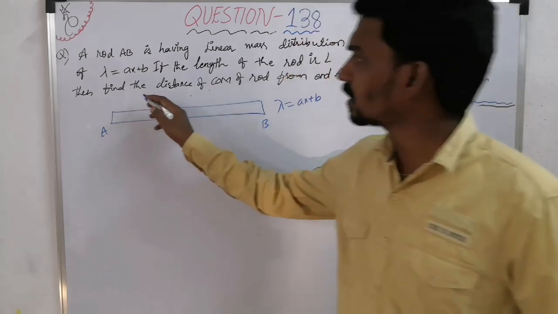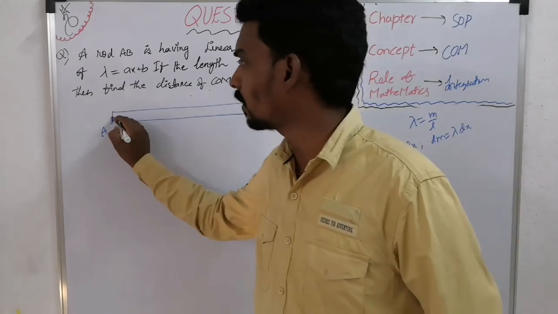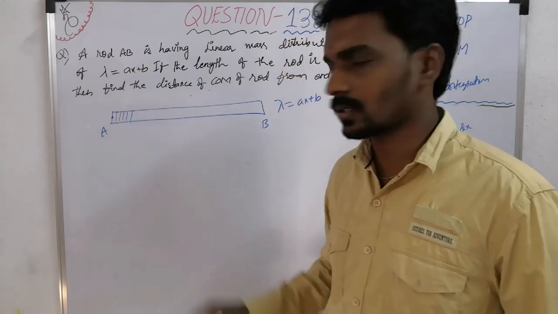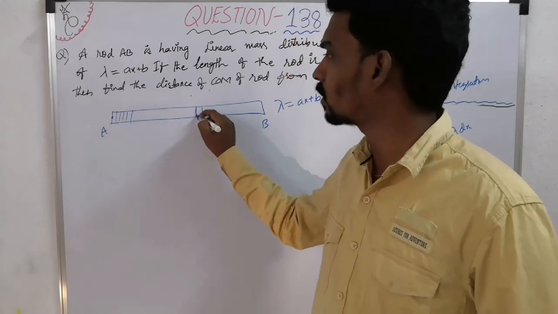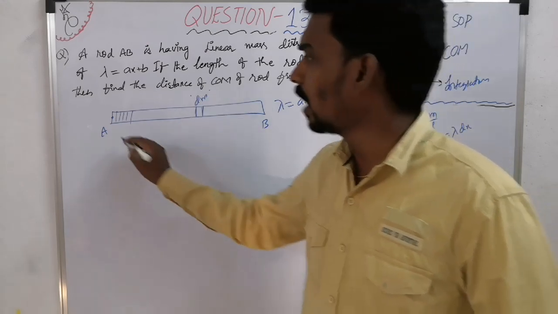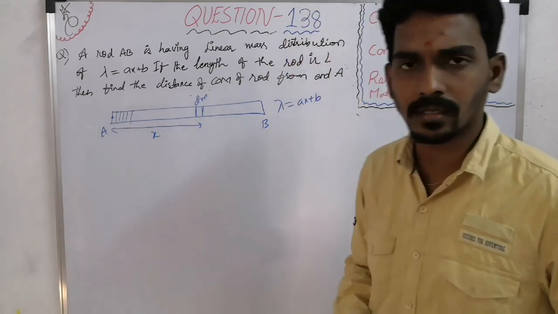So here they are asking to find the distance of the center of mass from end A. So this is the reference point. Now divide the rod into small pieces. Consider one such small element. Let's take its mass as dm. Now the position of that small element is x.